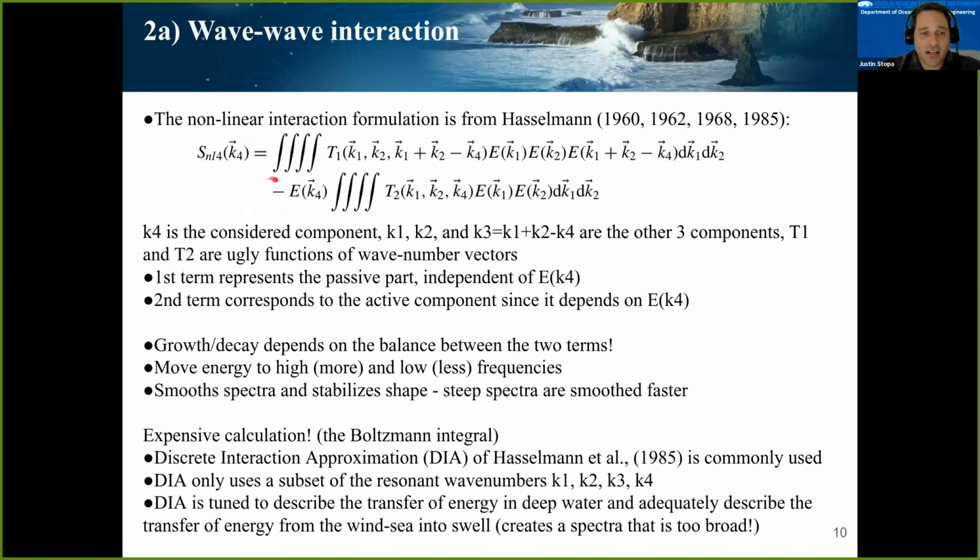And notice that the sign here is positive and minus. This means that for the energy in k4, the energy can grow or it can decrease. So this term can be positive or minus. And that's the important part. That's the only thing I wanted to really demonstrate from this equation. And actually, these functions, T1 and T2, are really ugly equations. They would probably fill up a whole slide here.